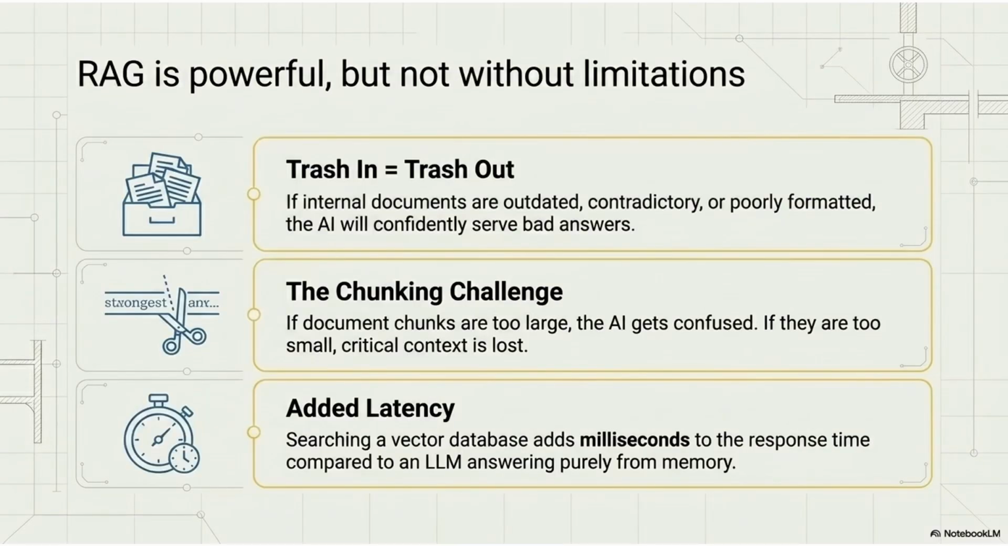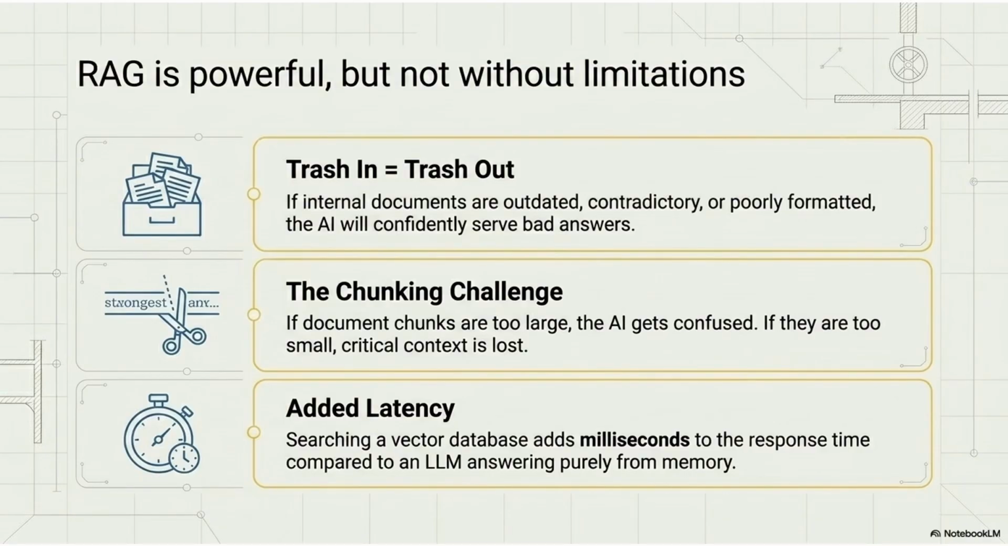RAG is very powerful, but it still has some limitations. First is trash in, trash out. If your internal documents are outdated, contradictory, or poorly formatted, the AI will confidently serve you a bad answer. Second, the chunking challenge. If chunks are too large, the AI gets confused; too small, it loses the important context. Third, added latency. Searching a vector database adds milliseconds to response time compared to the AI purely answering from its memory.